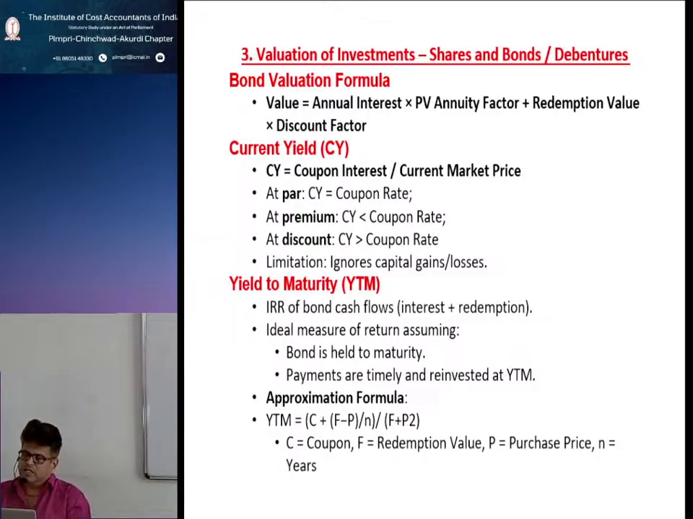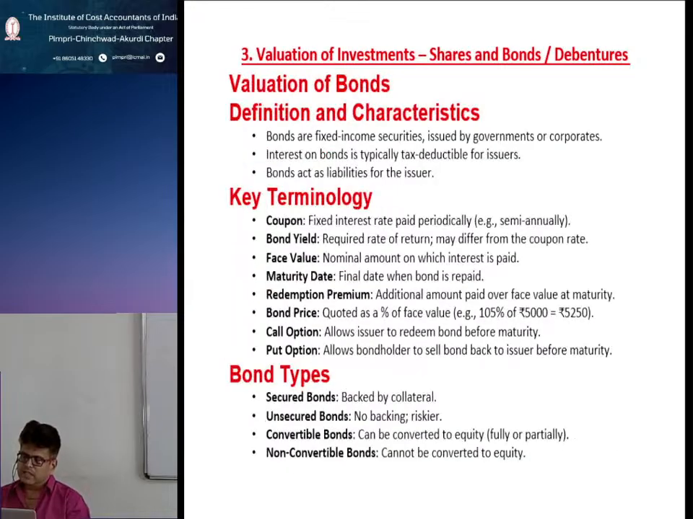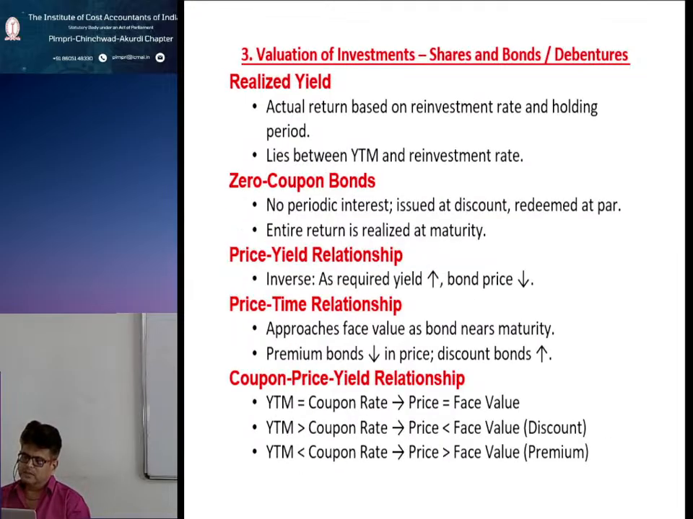So current yield is coupon interest divided by current market price. At par, in case of at par, coupon, the current yield is equal to coupon rate. At premium, current yield is more than the coupon rate. At discount, current yield is less than coupon rate. Limitation, it ignores the, sorry, I think the slide has got copied.